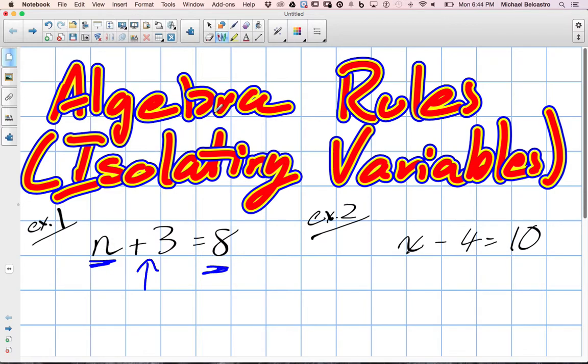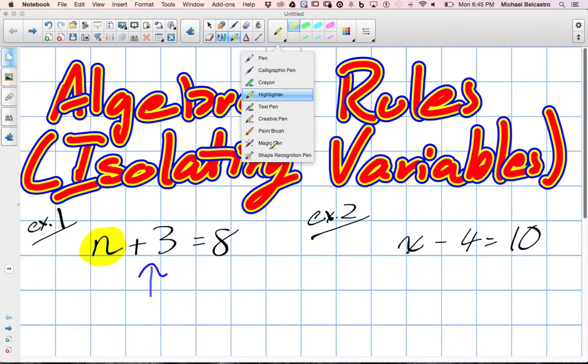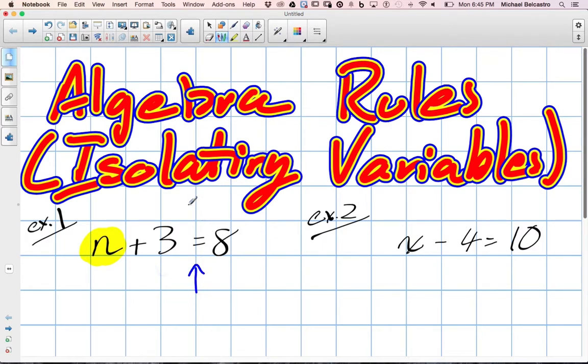Now we might be able to mentally do something like this, but what we're going to do is isolate the n value. Because we have addition, we want to get the letter n all by itself on the left side. When I say the left side, think of the equal sign like the middle. So this is like balancing the equation. I want n by itself, so it means we have to move this positive 3.